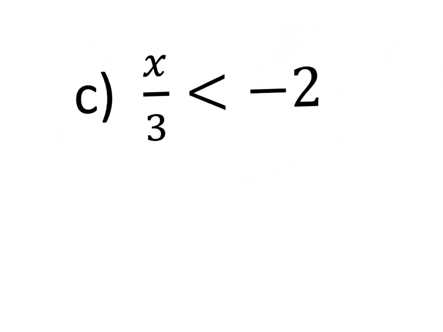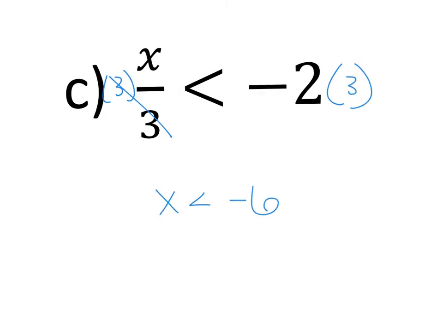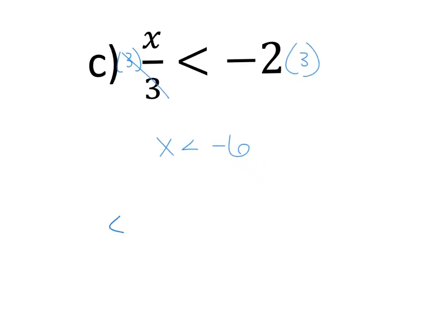Okay, and go to C here. Again, one stepper. So I'm going to multiply both sides by 3 here, so that cancels. So I'm going to get x is less than -6. Okay. Now I'm going to make my number line. Make sure that we put the negatives in the correct order. All right. So now when I'm looking at this, again, it's less than, so I have an open circle, and it's pointing in this direction.